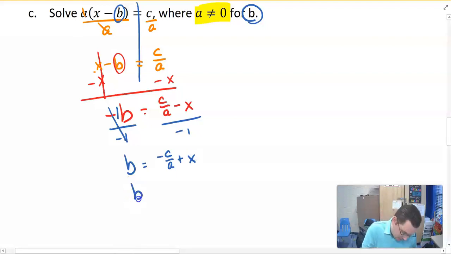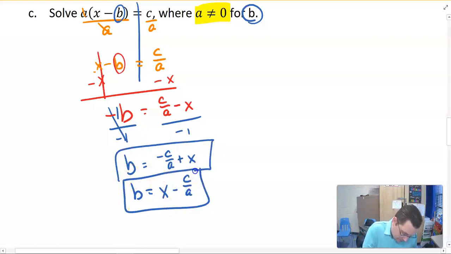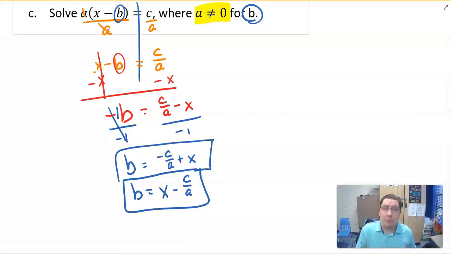So we can rearrange this so that the positive's first: x minus c over a. Either one of these two answers is an acceptable final answer to this problem. So that's where we're at with simplifying and solving these for a specified variable.